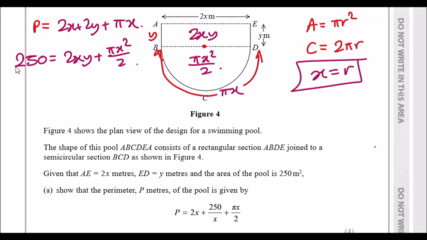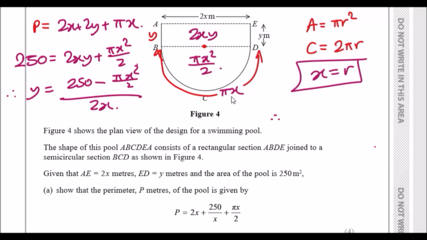Now, what happens here? Well, the final equation is in perimeter and x, so the one thing we need to get rid of is the y. So what I would recommend is to make y the subject of this equation and plug it into the first equation. That's easy. To make y the subject, subtract pi x squared over 2 across and divide by 2x. This will give us 250 minus pi x squared over 2, all over 2x. Plug this into the first equation. I'll probably need some space, so I'll do it here.